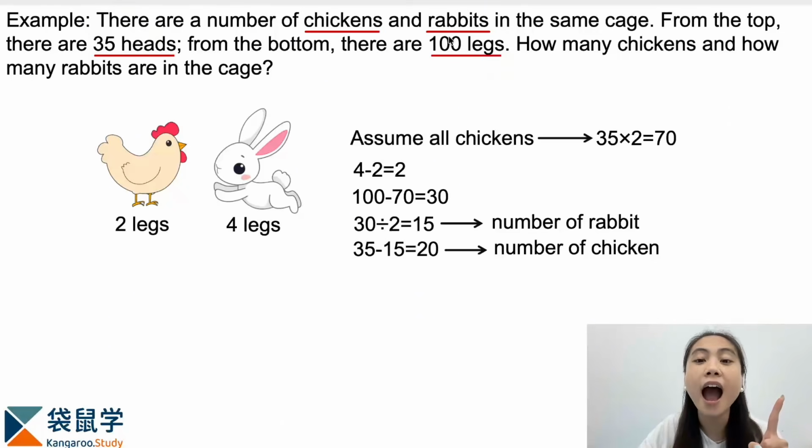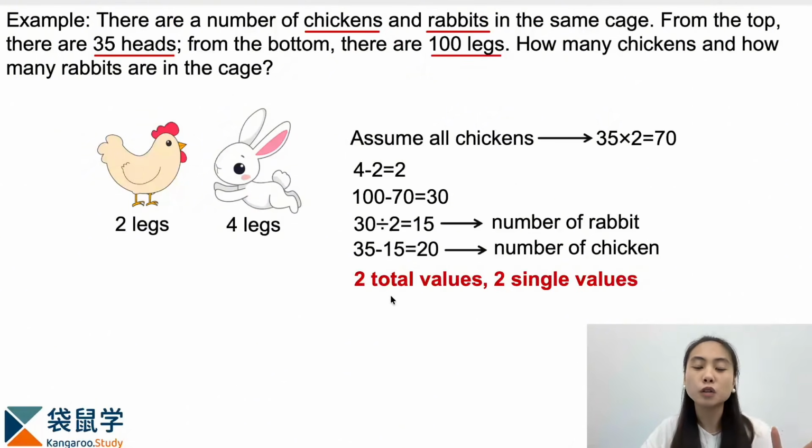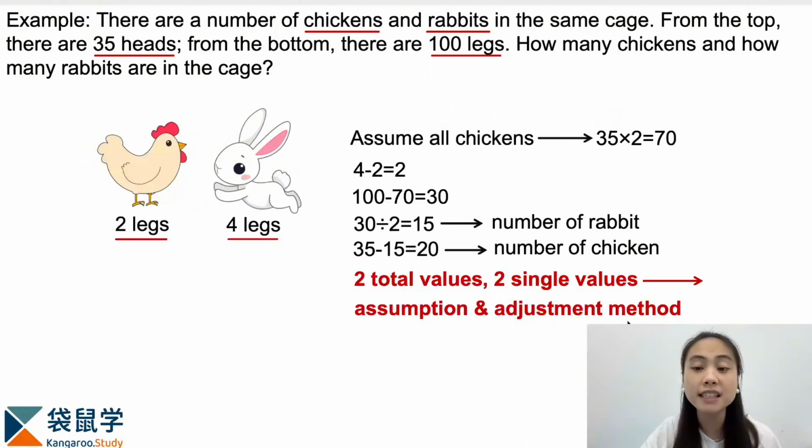Then what does the 100 legs mean here? It means the total legs. So this is the second total value. So here, 2 total values, 2 single values, which are 2 legs and 4 legs. Then we can use the assumption and adjustment method.